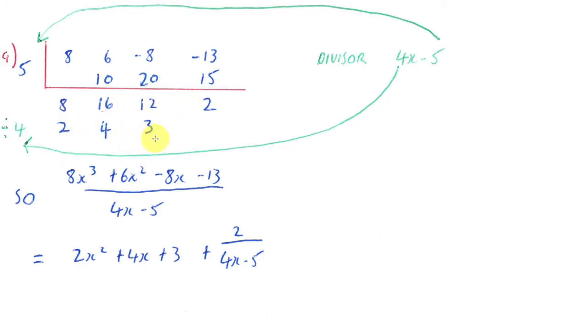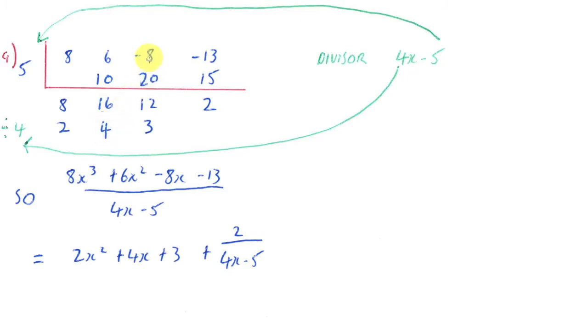But let's follow the steps. We drop the 8 down. But now in my next line of workings, I divide by 4. And the reason for that is because of the 4 in front of the x in the divisor. So that becomes 2. 5 times 2 is 10, and that goes in here. We add those two together, 16. We divide by 4 to get 4. And now it's 5 times 4, which is 20, and that goes in here.